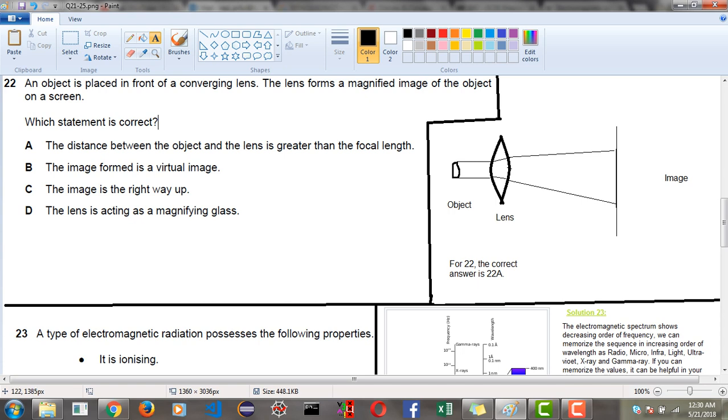Now if we look at the other options, the image formed is a virtual image. This is false because the image is a real image. The image is right way up. The image will always be upside down, so we can also omit this. And the lens is acting as a magnifying glass. This is actually not true. For a magnifying glass we need to use a diverging lens, so this cannot be true. The answer is 22A.